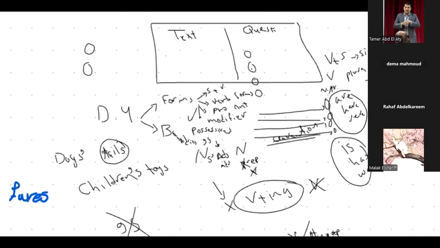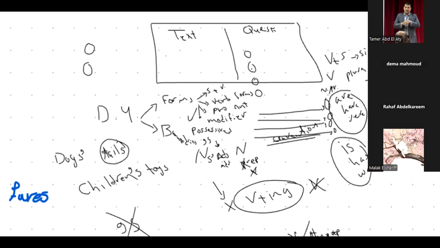Domain 4 is the conventions of standard English. It has two skills: form, sense, and structure, and boundaries. How do I know that it's boundaries? You're going to find the same words in the choices. The only thing that is different is punctuation, adding punctuation or canceling punctuation. Form, sense, and structure has five sub-skills: subject verb agreement, verb forms, pronoun and sentence agreement, modifier, and possessive. And you know the modifier: when the choices are long, this is a modifier.